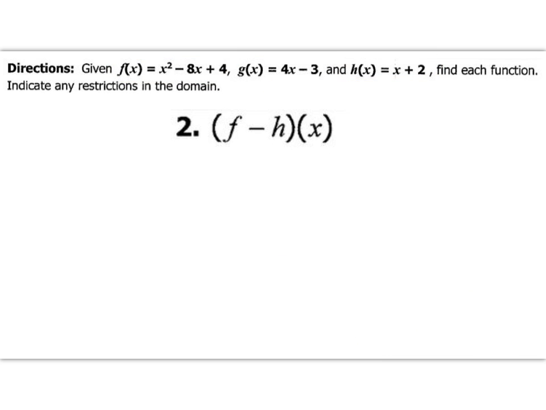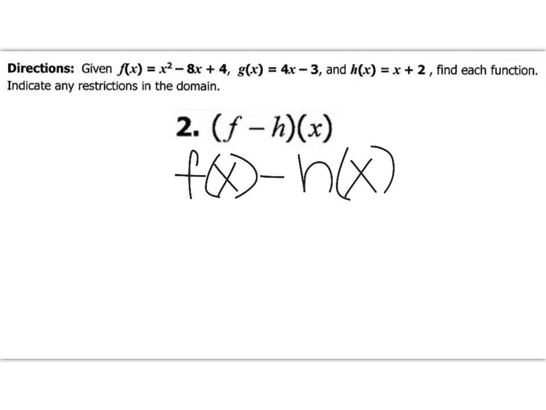All right, number 2, we're dealing with the difference. And the reason we're not just doing the odds is because numbers 1, 2, 3, and 4 cover each of the 4: sum, difference, product, and quotient. So we're going to do one of each of them. So number 2, it's f minus h of x. So we want to rewrite this as f of x minus h of x.